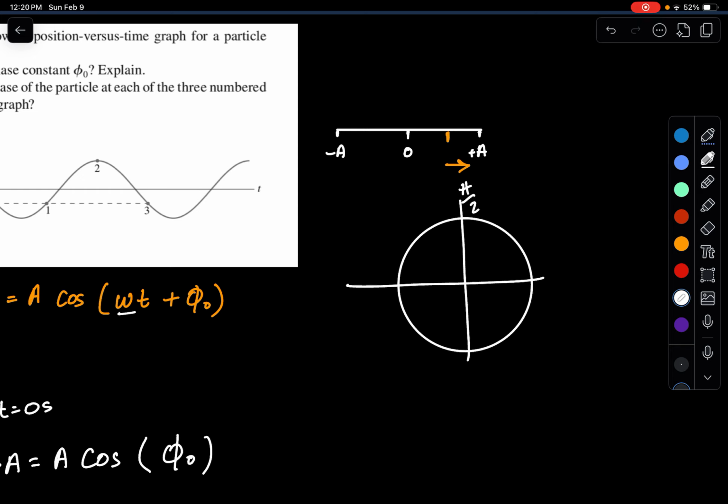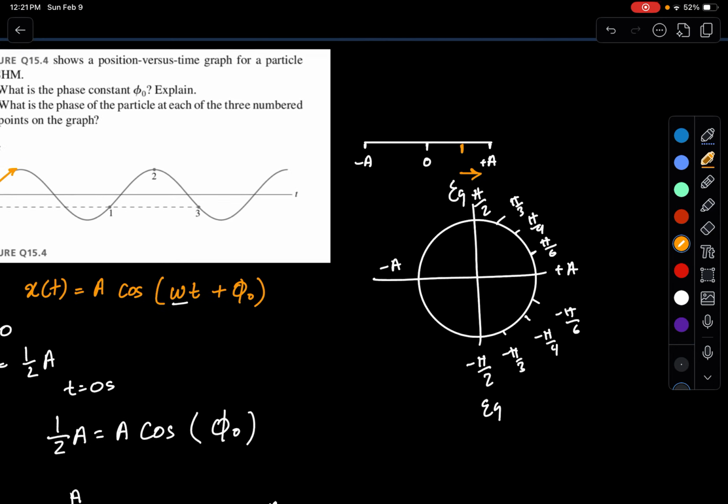Here is pi over 2, the equilibrium, and here is minus pi over 2, the equilibrium. Here is the positive amplitude, here is the negative amplitude. Here is pi over 6, pi over 4, pi over 3, minus pi over 3, minus pi over 4, minus pi over 6.